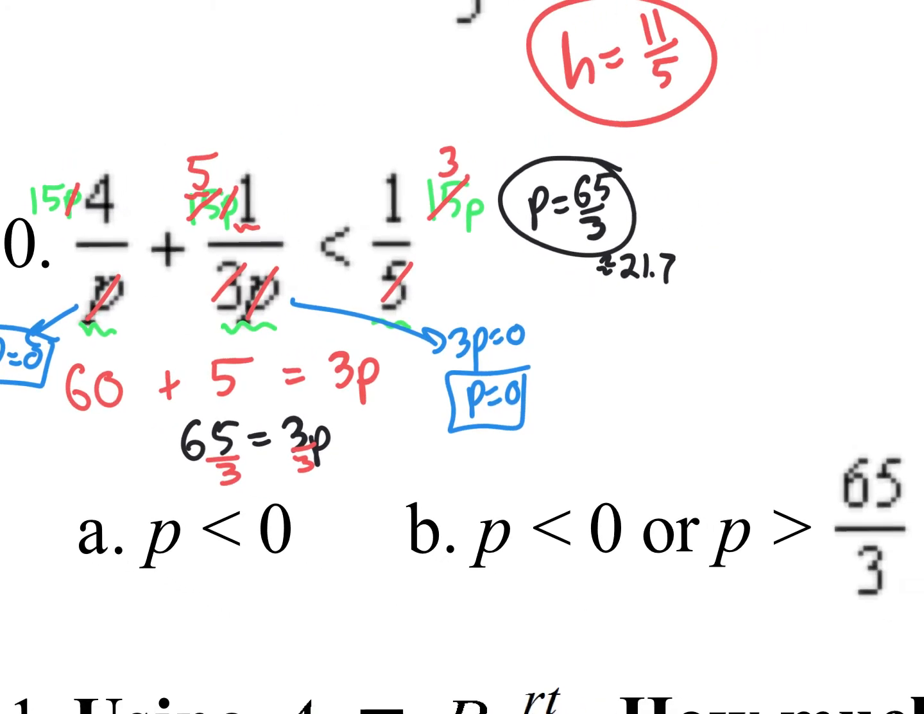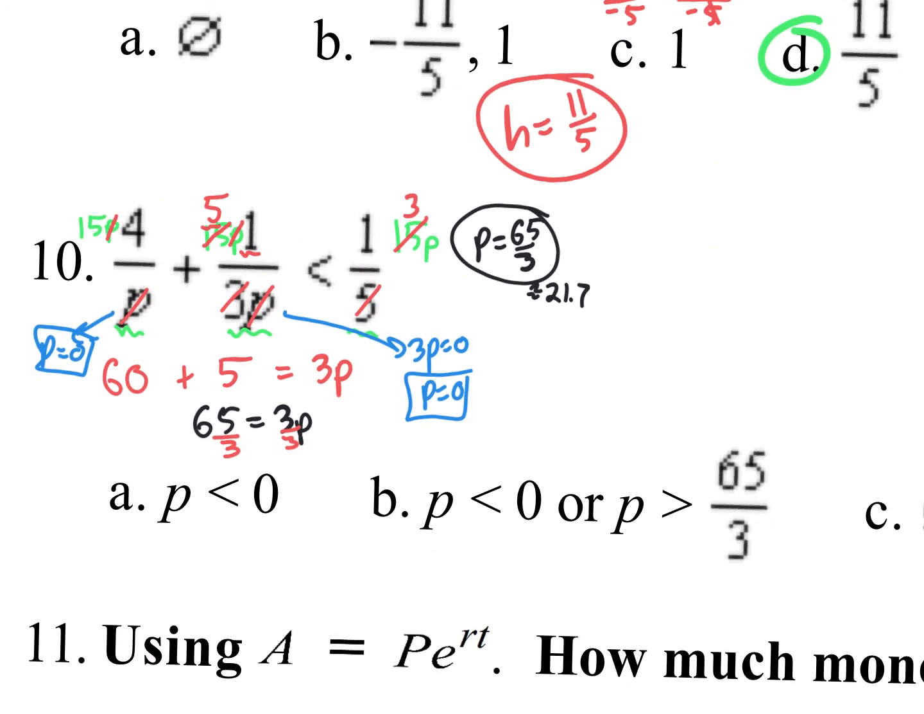So now I need to go to a number line to determine where the area of my answers are at. Okay, so we know that 65 thirds is a pretty big number over here, and the other critical point was 0. So what we need to do is test some values. Okay, I'm going to test a value like, let's say, negative 1, which is clearly on the left side of 0. So if I plug in a negative 1 into p, that'll be 4 divided by negative 1. That is negative 4. And I'm just going to write it over here, negative 4, and then put a negative 1 right there.